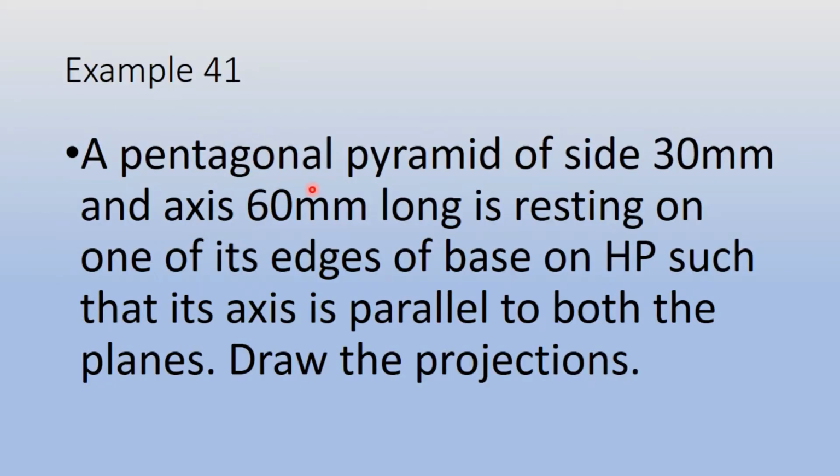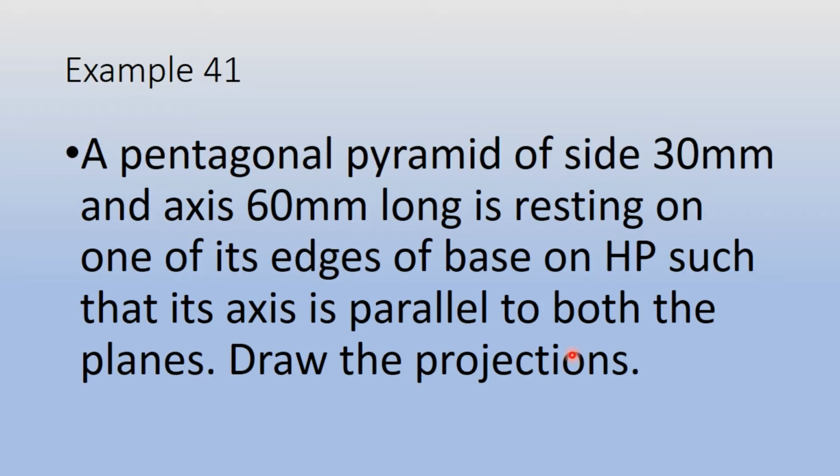Example 41. A pentagonal pyramid of side 30 mm and axis 60 mm long is resting on one of the edges of its base on HP such that its axis is parallel to both the planes. Draw the projections. So here again we have a pentagonal pyramid which is resting on one of its base edges on HP. Till here it is very similar to the previous problem, because again the edge is resting on the HP, but here it is mentioned that the axis is parallel to both the planes. Earlier the axis was parallel to only VP, but here the axis is parallel to HP also.